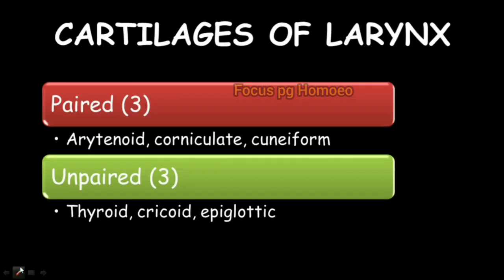Now, cartilages of larynx are also more important. Regarding the paired cartilage, that is arytenoid, corniculate and cuneiform. And regarding the unpaired cartilage, thyroid, cricoid and epiglottic.